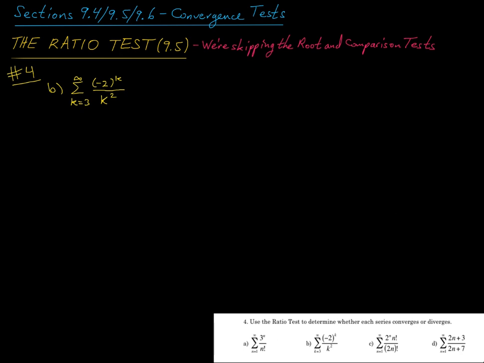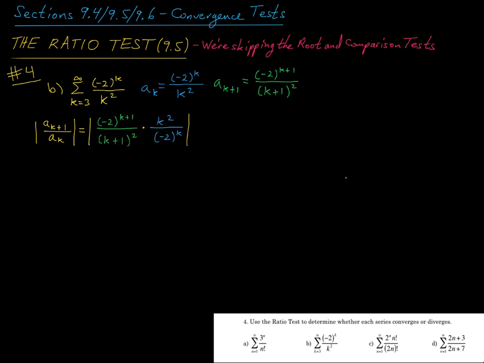So here we're looking at the sum of negative 2 to the k over k squared, and k starts at 3. And so we'll start out in just the same way. A sub k is negative 2 to the k over k squared. And so a sub k plus 1 is negative 2 to the k plus 1 divided by the quantity k plus 1 squared. And again, just as in part A, to compute the ratio, I'll take a sub k plus 1, which you see here in green, and multiply it by the reciprocal of a sub k.